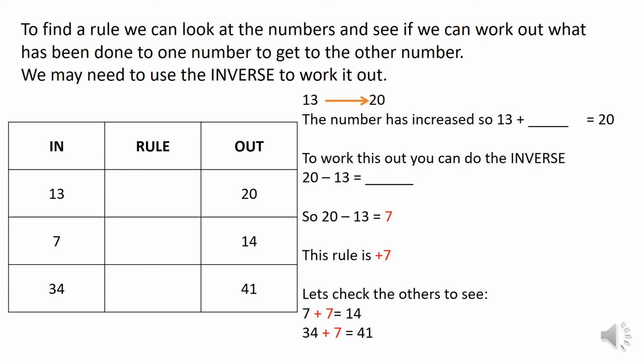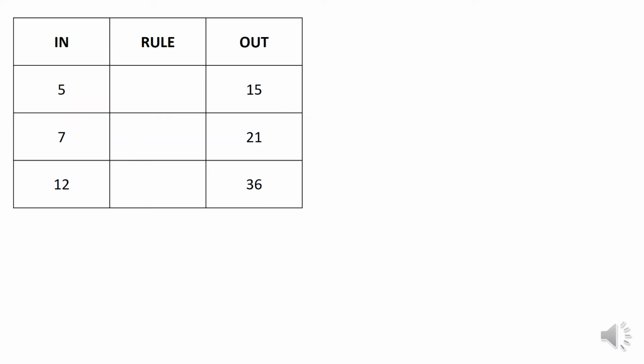Let's check with the numbers. 7 add 7 is 14, and 34 add 7 is 41. So this rule is correct. Here's another one for us to look at. My in numbers and my out numbers are there in the table. So 5 went in, something happened to it, and 15 came out. 7 went in, something happened to it, and 21 came out. And 12 went in, something happened to it, and 36 came out.